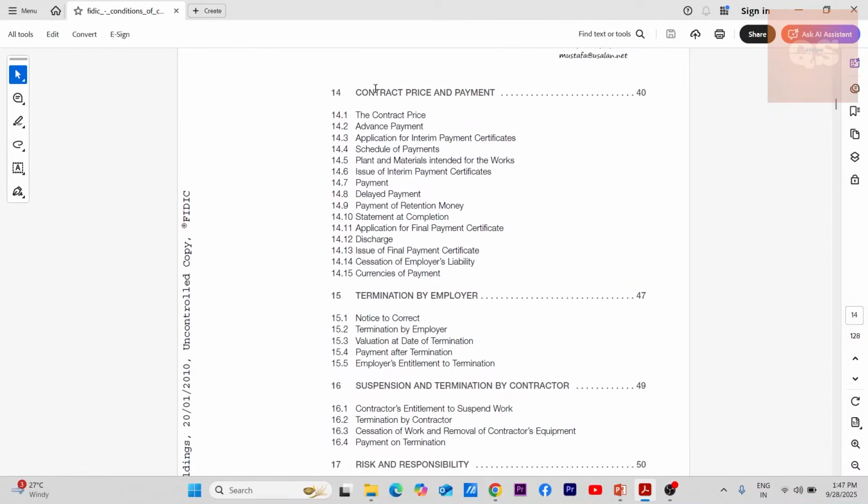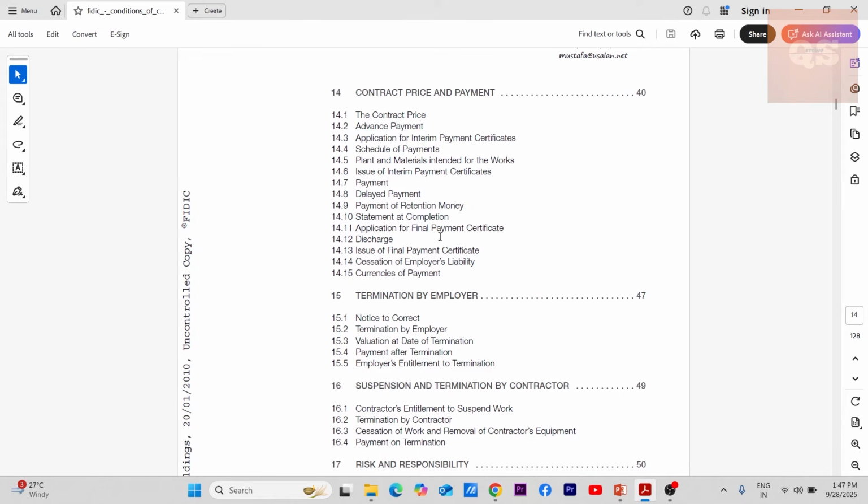Again, clause 14 has subclauses: contract price, advance payments, how you can make the advance payment claim or amend the application for advance payment, application for interim payment certificates, schedule of payments, plant and materials intended for work, issue of interim payment certificates, payment, delayed payments, payment of retention money. Some around 5% of money will be deducted as retention money, and how finally it can be paid once the project is completed, and all of that is under this clause.